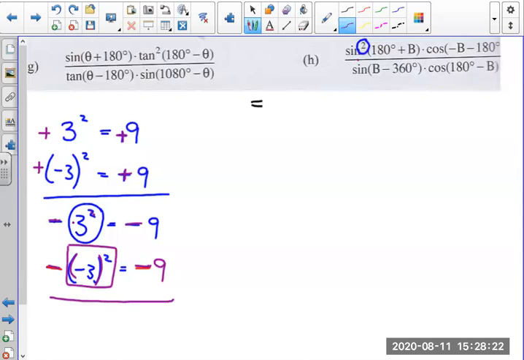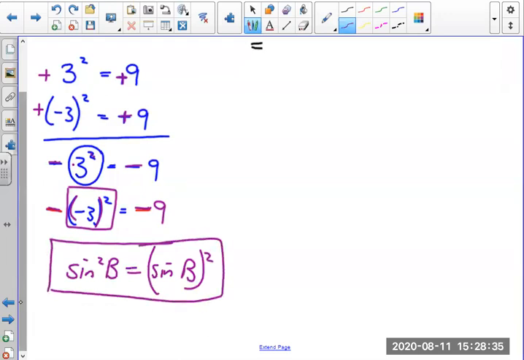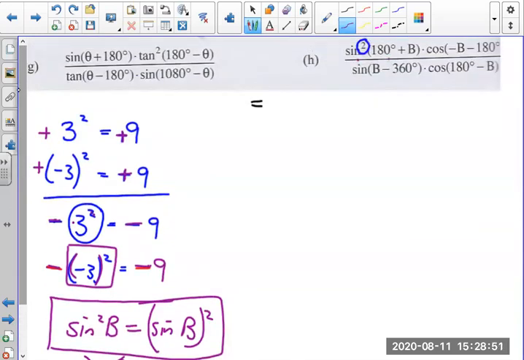And you remember that sine squared b is the same as the square of sine b. You remember that? Okay, that's important. The only reason why we don't put the square there is because it looks like we're squaring the angle, and that doesn't make sense. So if you see sine squared (180 plus b), just remember it will be the square of sine(180 plus b).